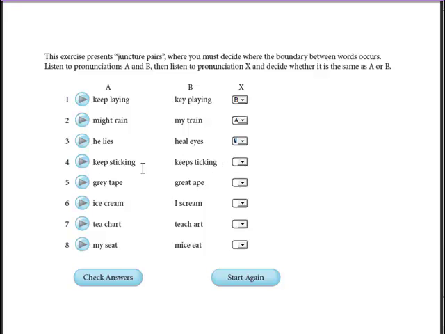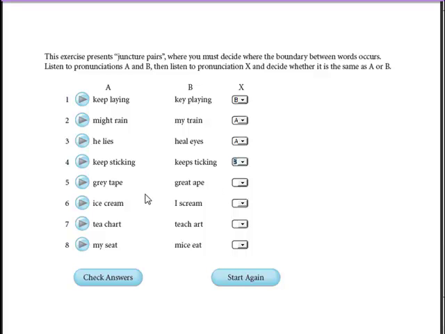The next one, is it keep sticking or keeps ticking? Keeps ticking. If you said B, you are correct. What do you think? Which is it? If you said B, you are correct.